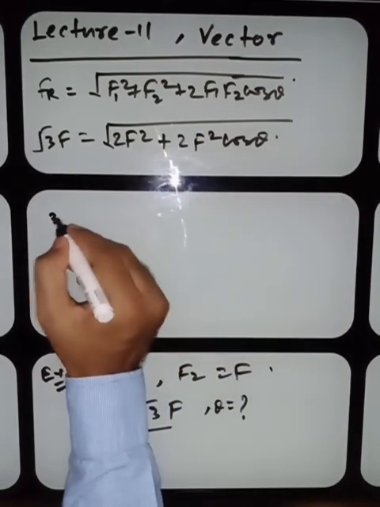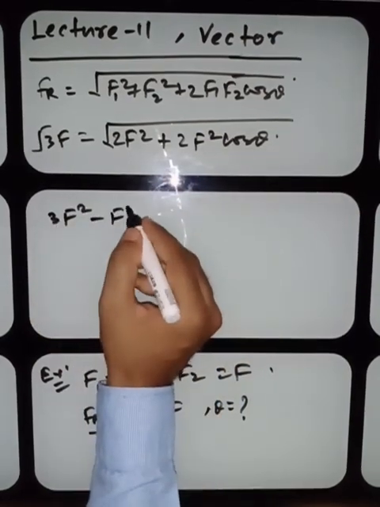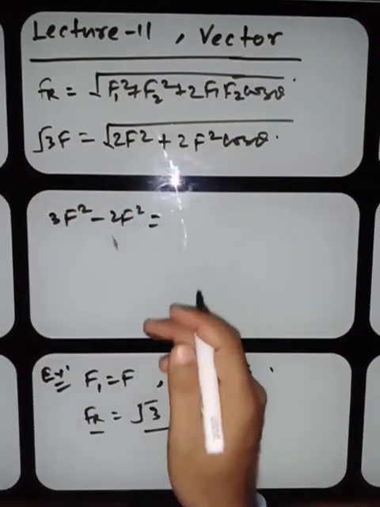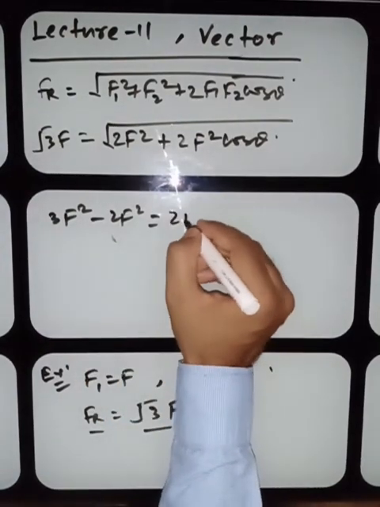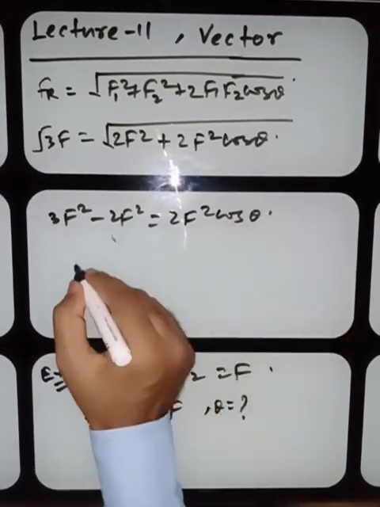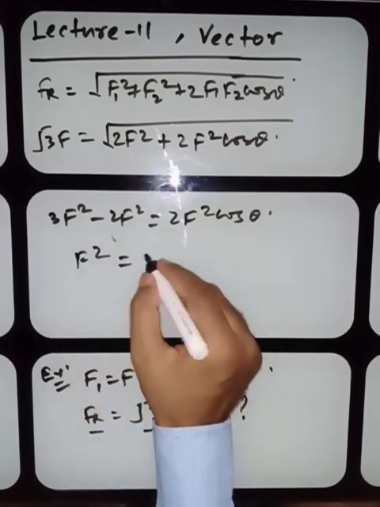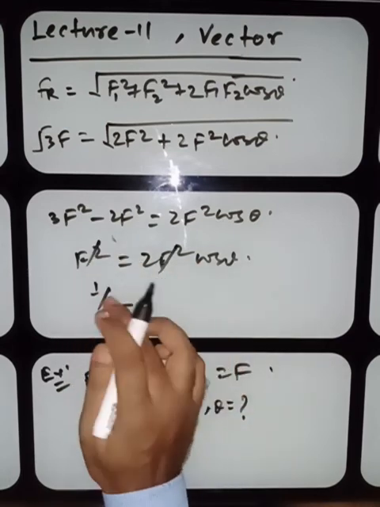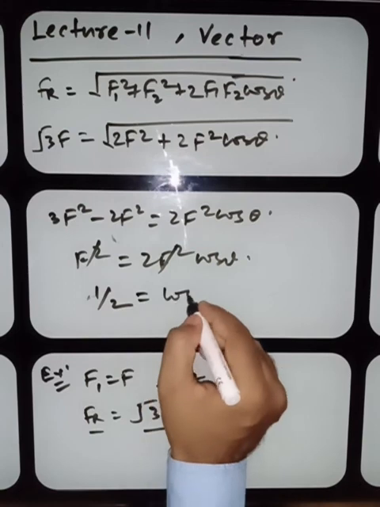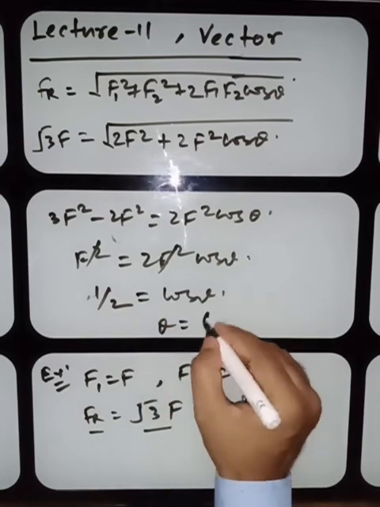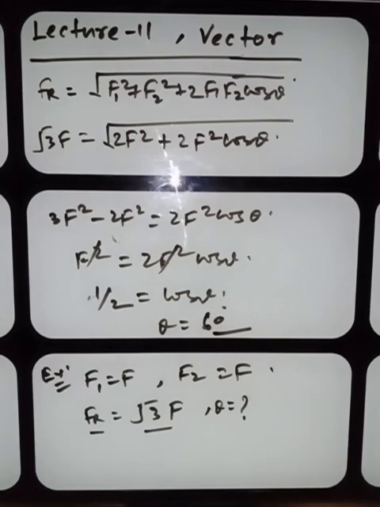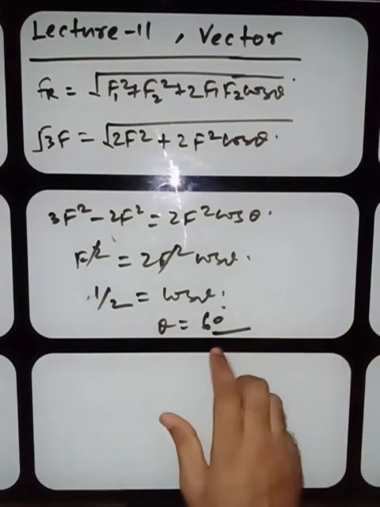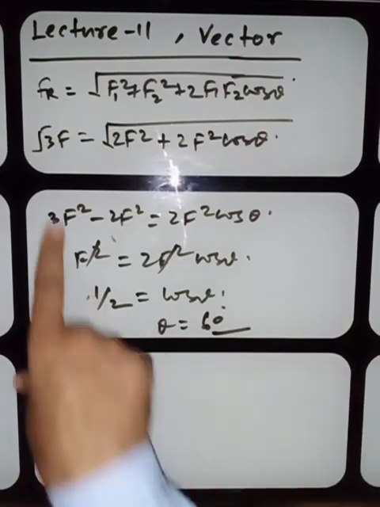Squaring both sides, you will find 3F square minus F square minus F square equals 2F square cos theta, so F square equals 2F square cos theta. Cancel out, that is 1 by 2, it is cos theta. So theta will be 60 degrees. That's very simple. If the two identical forces are inclined at 60 degrees, the resultant will be root 3 times F.